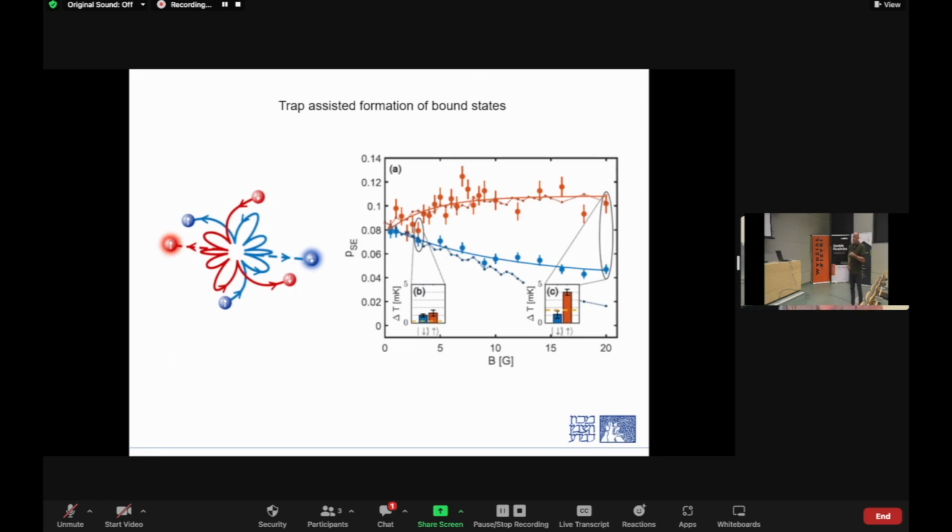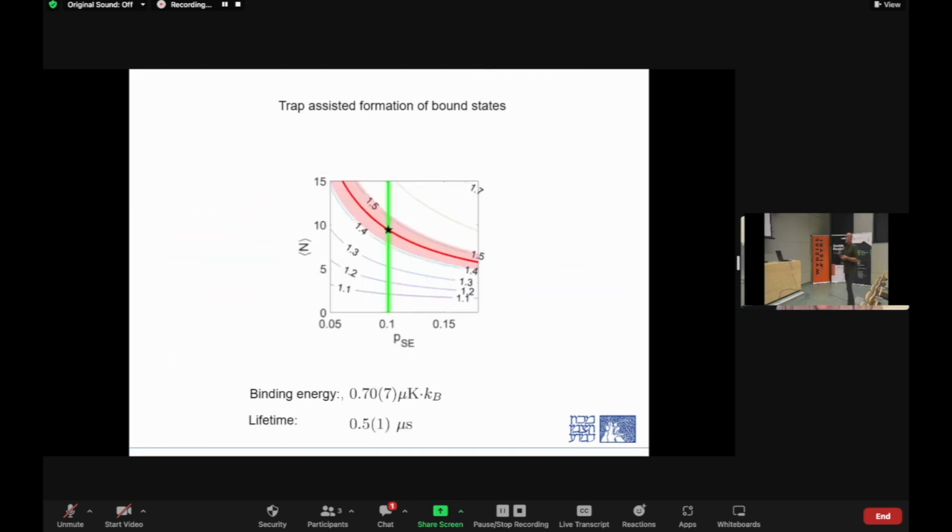We did measure the temperature of the atoms that went out, but I'm not going to speak about that just because I'm running out of time. By fitting again to this curve, we could get the binding energy, which is about 0.7 millikelvin.